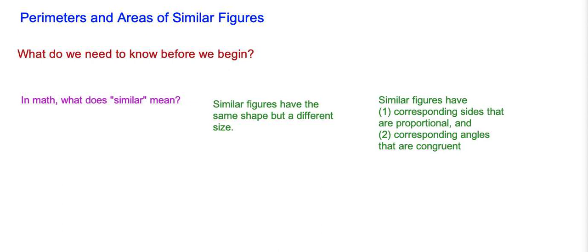Think about when we project things in the classroom. Similar figures could be an enlargement or a reduction of a figure. When I project something from my document camera, it's small under the document camera. I project it large on the board. But they are similar figures. They have the same shape, a different size. So there are two parts to our definition of similar figures. First of all, the corresponding sides are proportional, and secondly, the corresponding angles are congruent.